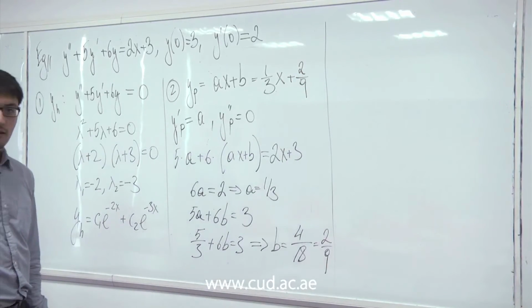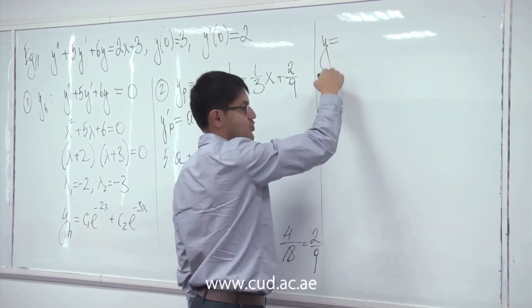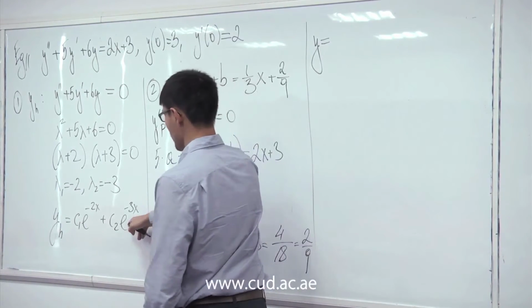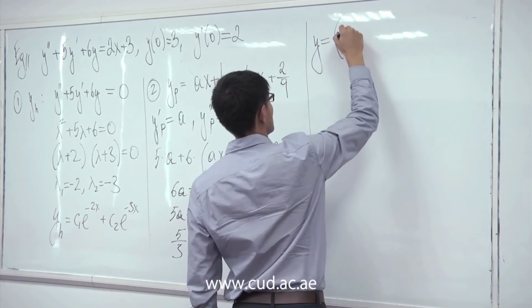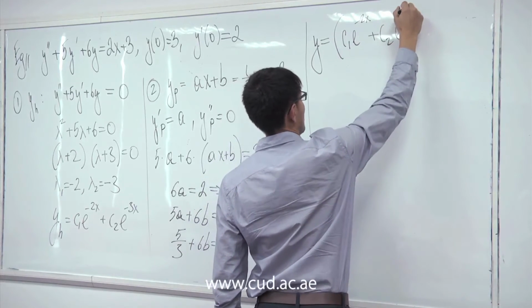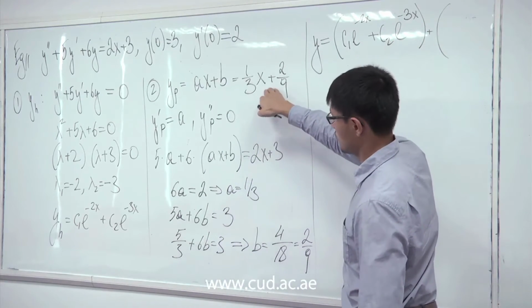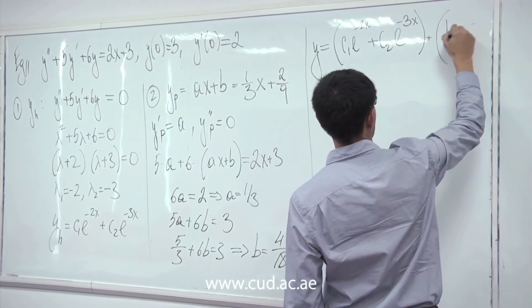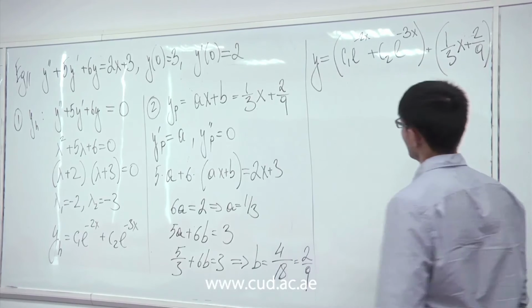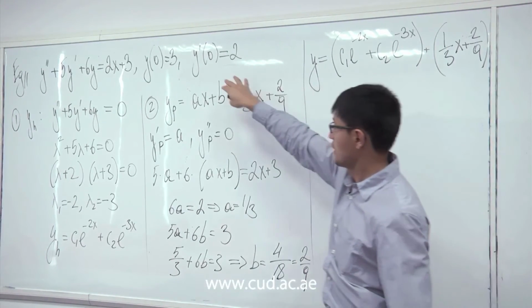So now we're ready to write our general solution. Remember, the general solution was y of h plus y of p. Here's y of h: c1 e to the negative 2x, plus c2 e to the negative 3x, plus y of p. Here's y of p: 1 over 3 x plus 2 over 9. Okay. Next, we have to find c1 and c2 using the initial value conditions.